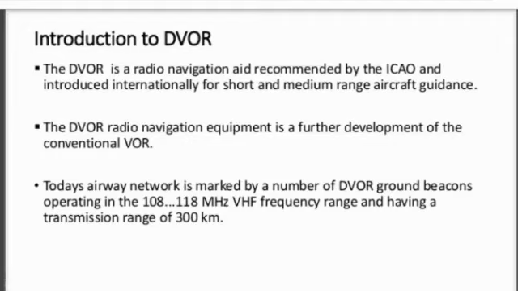DVOR is a developed version of conventional VOR, that is VHF omnidirectional range. The DVOR operates in the VHF frequency range, and it has a transmission range of 300 kilometers.